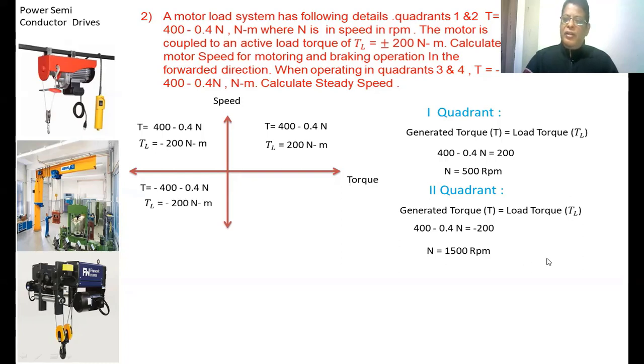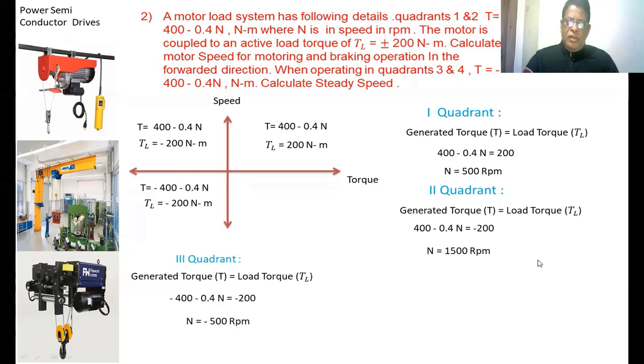In the third quadrant, the generator torque equal to minus 400 minus 0.4 N and load torque equal to minus 200 Newton meter. Again, use the same formula in the third quadrant, that is generator torque equal to load torque. Then you have to find the speed. You are getting minus 500 RPM. In a similar manner, you have to find it for the fourth quadrant also.